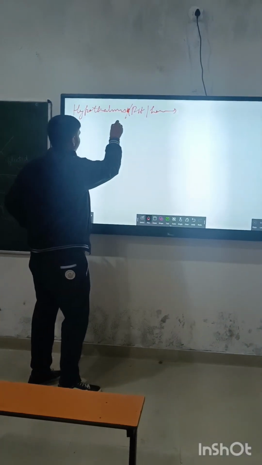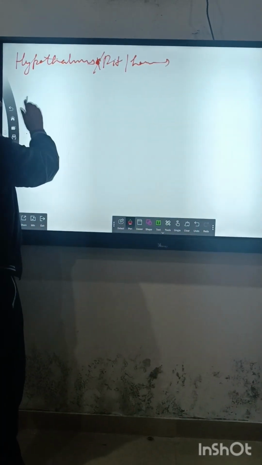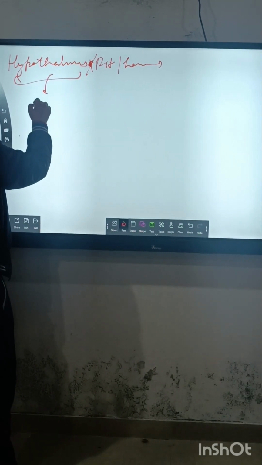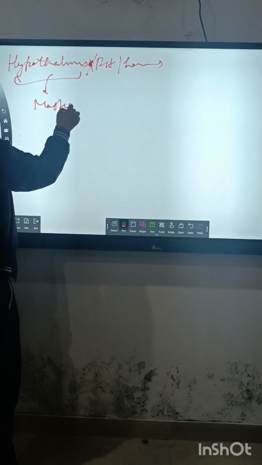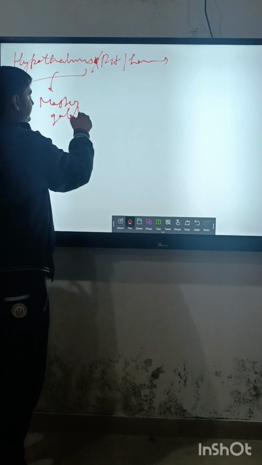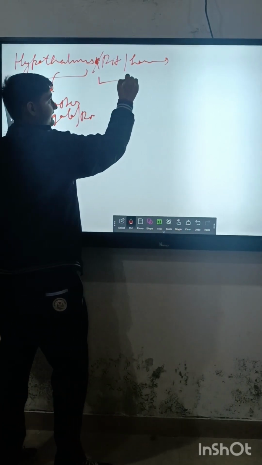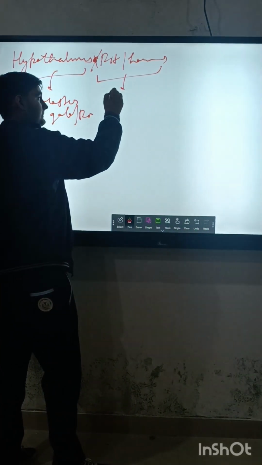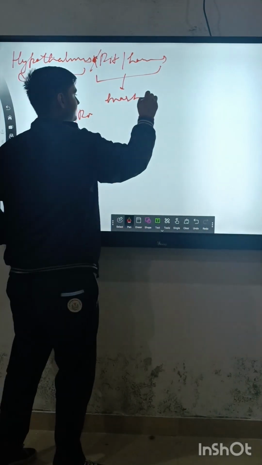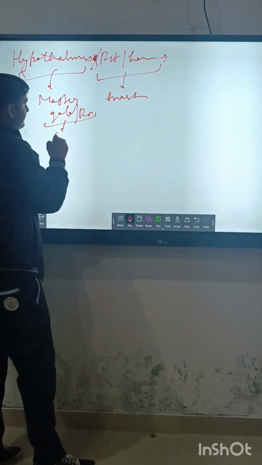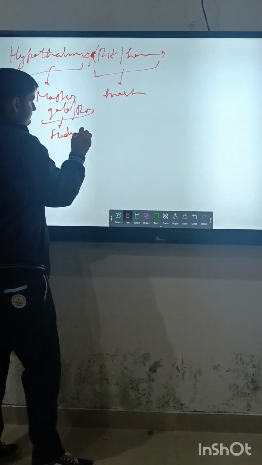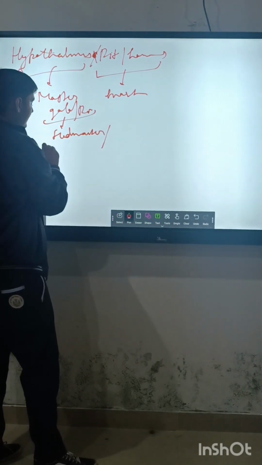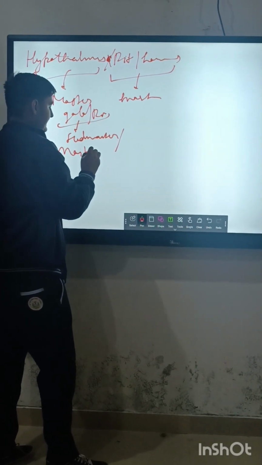As stated by the diagram, the hypothalamus is known as the master gland for the pituitary, and the pituitary is generally called the master endocrine gland. So the hypothalamus is also known as the headmaster, or master of the master endocrine gland.